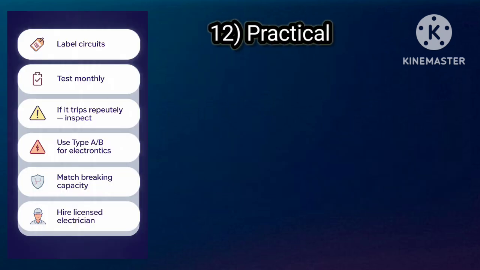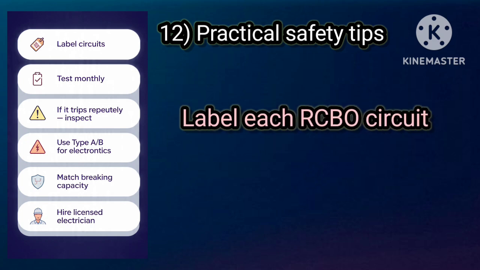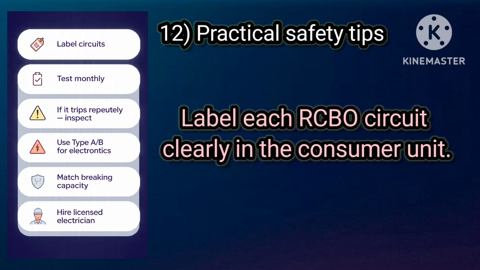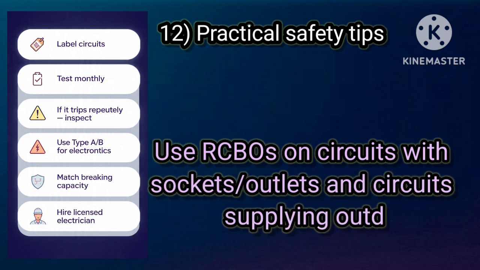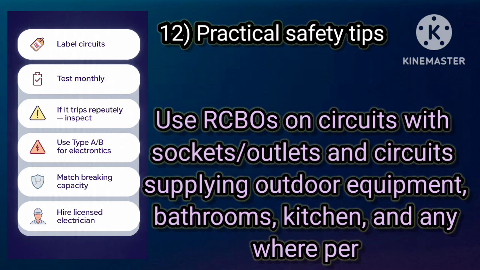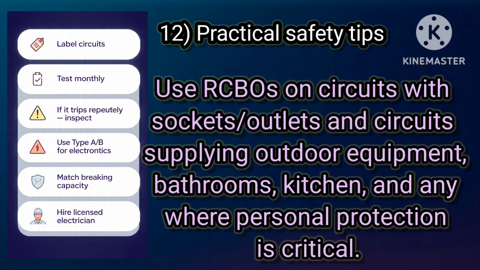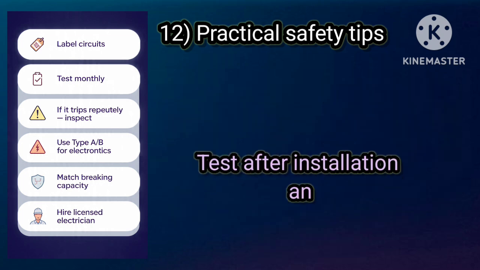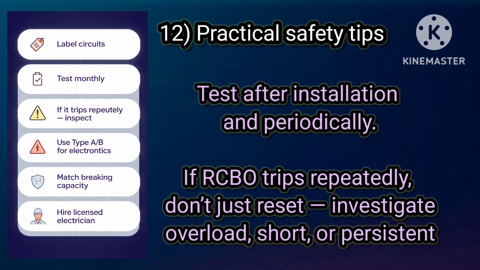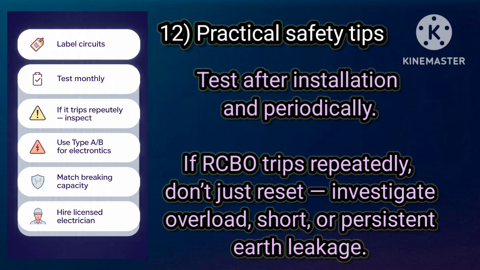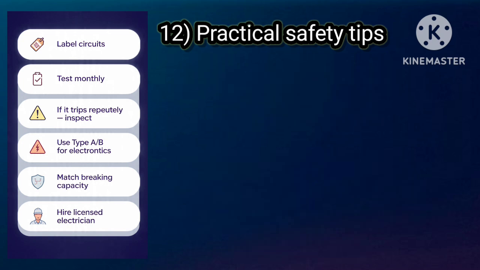12. Practical safety tips. Label each RCBO circuit clearly in the consumer unit. Use RCBOs on circuits with socket outlets and circuits supplying outdoor equipment, bathrooms, kitchens, and anywhere personal protection is critical. Test after installation and periodically. If an RCBO trips repeatedly, don't just reset it, investigate: overload, short circuit, or persistent earth leakage.